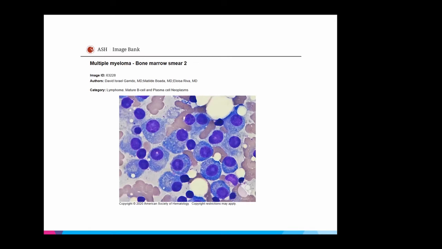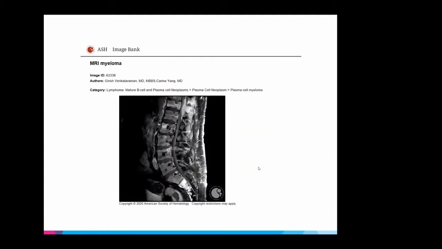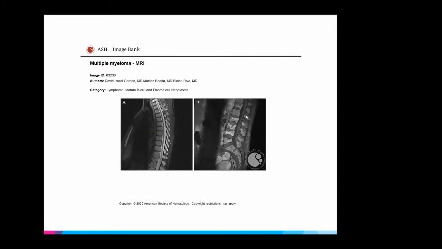cells. As far as bone lesions go, you can see on this plain X-ray some lytic bone lesions in this patient's skull here and here. And then more impressive, I think, is this MRI of a patient's vertebral column with a lot of lytic bone lesions. And again, you can see lytic bone lesions and vertebral collapse in a patient like this.